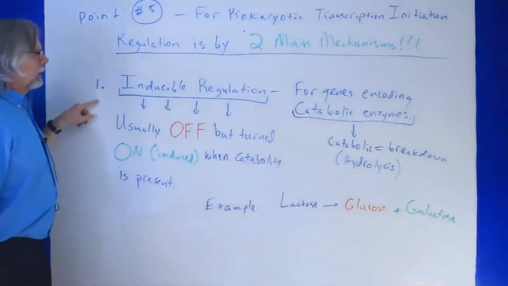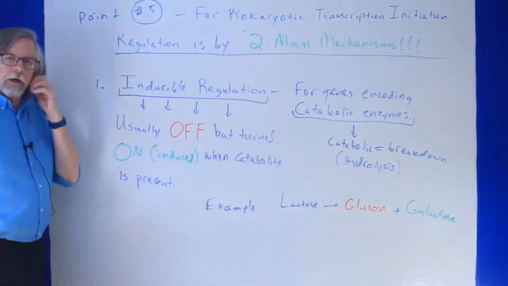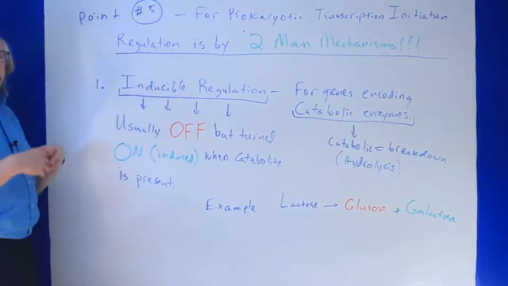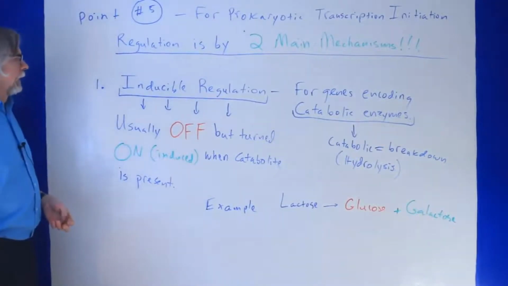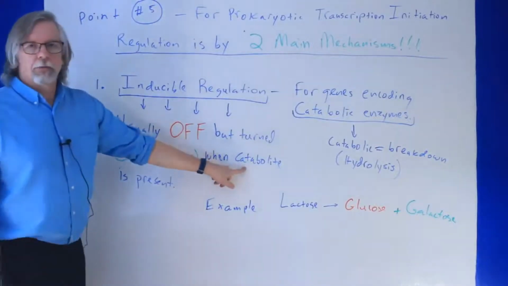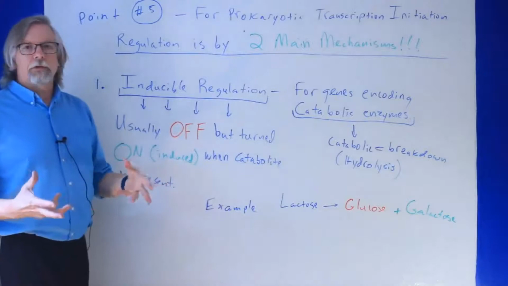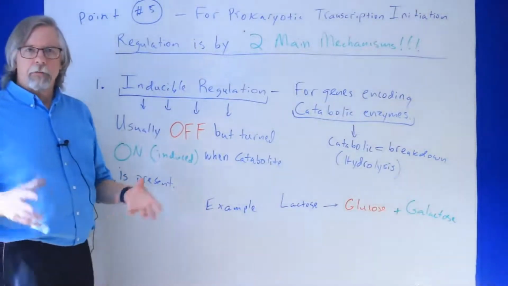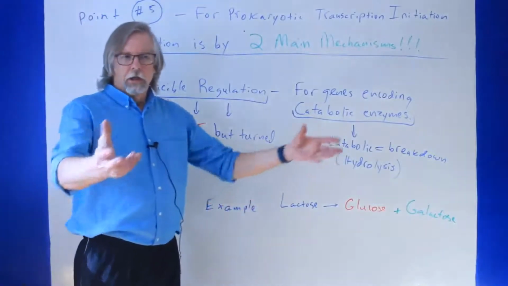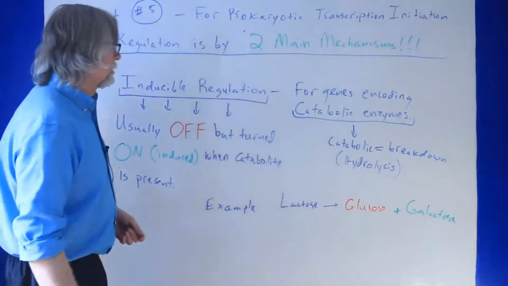In inducible regulation, the gene is usually off, but it gets switched on, meaning a functional protein or proteins is produced when the catabolite is present, all right? So these genes are only expressed when some catabolite is present in their environment. And remember, for prokaryotes, they're in direct contact with their environment, okay?